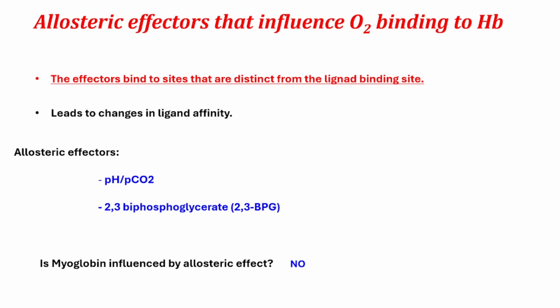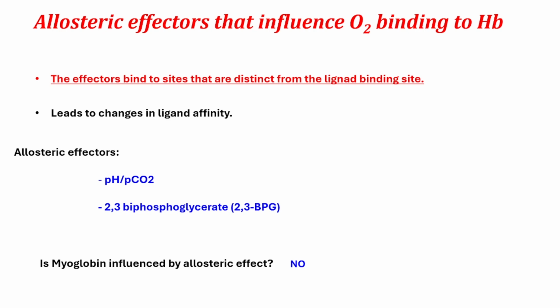Here for the hemoglobin, I'm going to have some effectors which will change the binding of oxygen to the hemoglobin. These effectors are CO2 and 2,3-BPG. We're going to see them one by one, how they change the saturation, the affinity of oxygen to the hemoglobin. Here I said, is myoglobin influenced by allosteric effects? And I said no. Why?